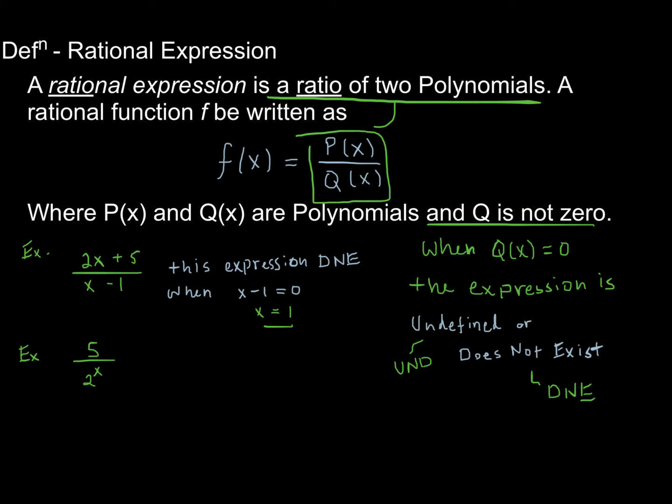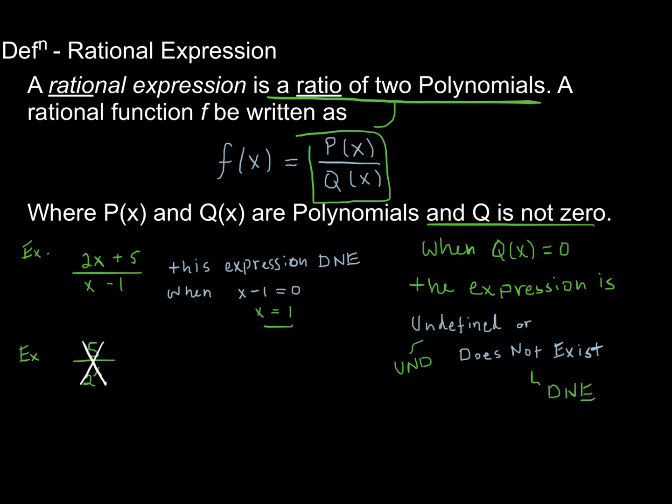Alright, what about this function here? This expression. Is this a rational expression? And the answer is no. A rational expression is a ratio of two polynomials. Unfortunately, 2 to the x is not a polynomial. This is an exponential function. We'll talk about those later on in the course, but this is not a rational expression. While the numerator is a polynomial, the denominator isn't.